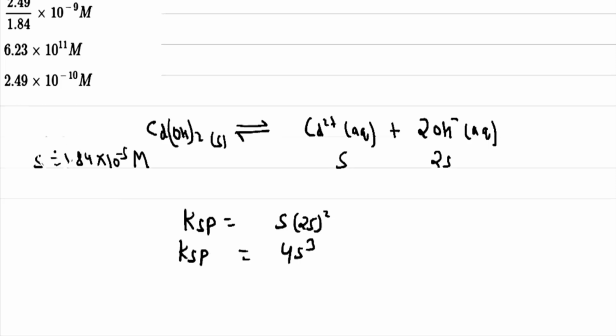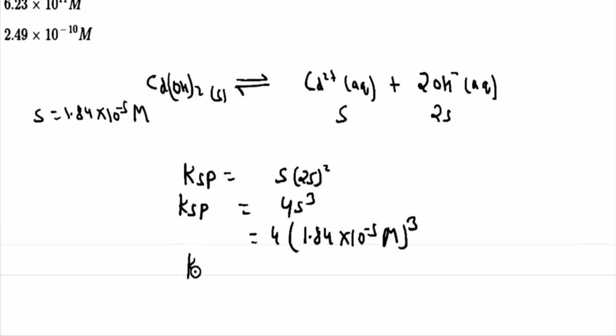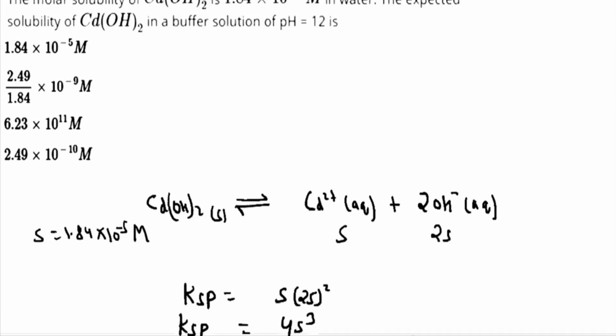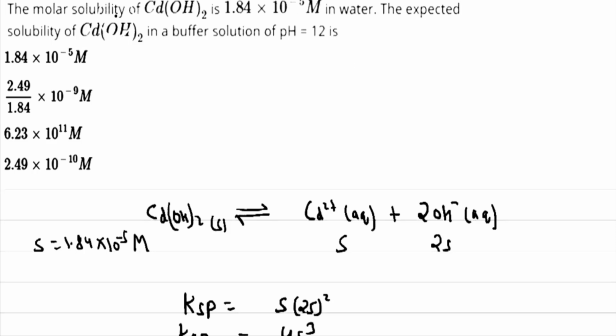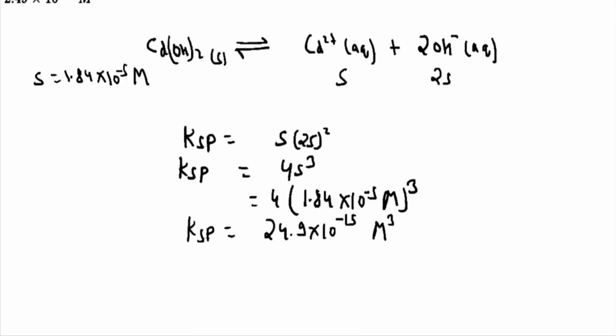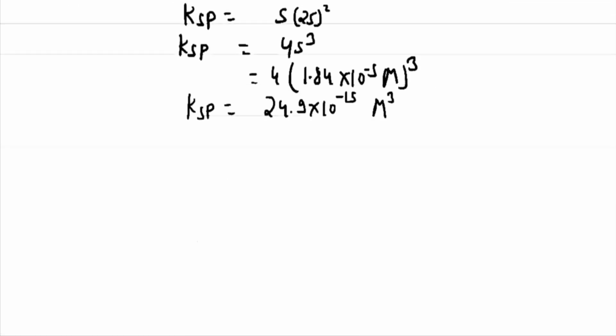We know the value of S, so Ksp is equal to 4 times (1.84 × 10^-5 molar) to the power 3. If we solve this, we find Ksp has the value 24.9 × 10^-15 molarity cubed. We got the value of Ksp here. Now we have to find the expected solubility of Cd(OH)2 in a buffered solution of pH 12. We are given pH equal to 12.